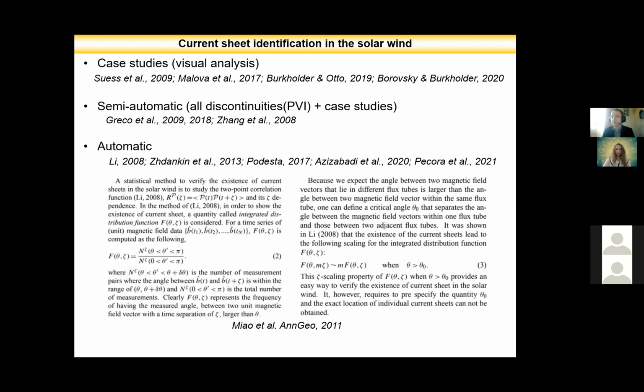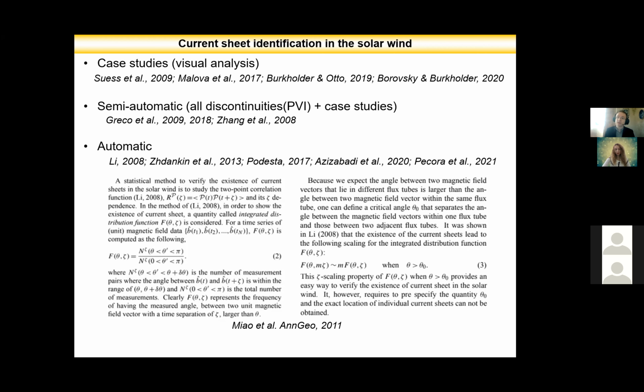The next group is the semi-automatic methods, which are mainly based on PVI. The problem is that the PVI shows us all of the discontinuities, whereas not all of them are actually current sheets. So this method also requires further visual inspection and a lot of work.